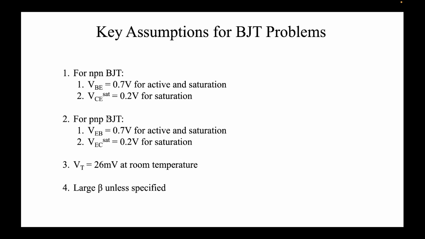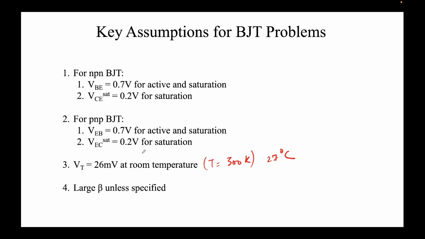And for PNP BJT, I told you the polarity is reversed, so VBE becomes VEB and the rest all remains the same. And there's also the term VT, which you'll see in the expressions. It is assumed to be 26 millivolts at room temperature. By room temperature I mean temperature equal to 300 kelvins, and that will be 27 degrees Celsius. And we'll assume a large beta unless the question says otherwise, right?